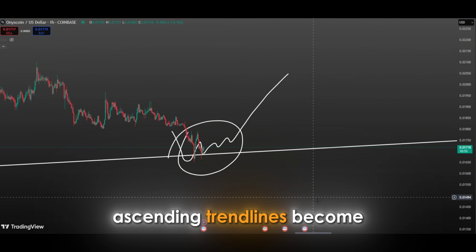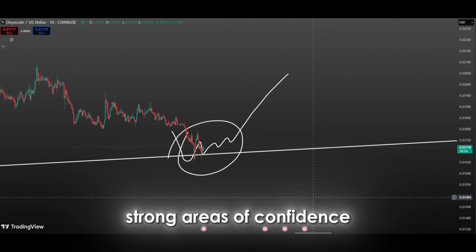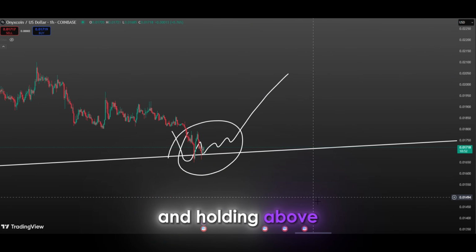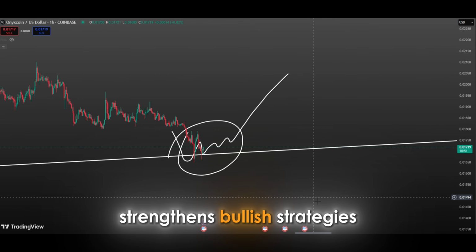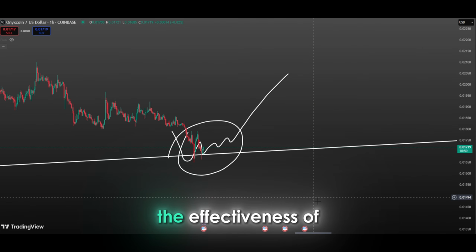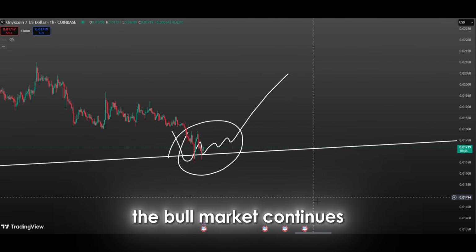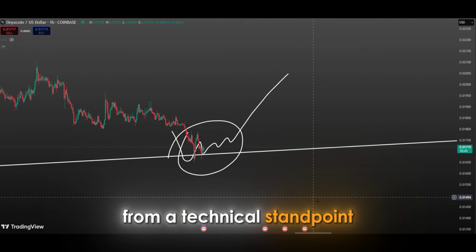Over time, ascending trend lines become strong areas of confidence in the subconscious of investors. The price testing this line again and holding above it without breaking strengthens bullish strategies. The effectiveness of these structures is directly tied to how the price reacts. If the price stays above the trend line, it signals that the bull market continues from a technical standpoint.